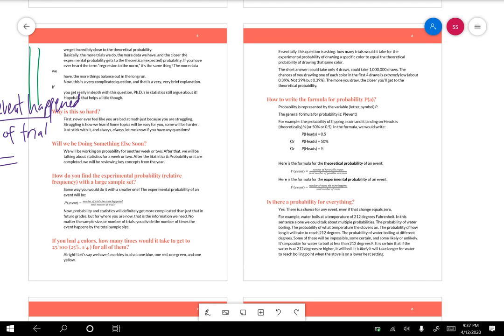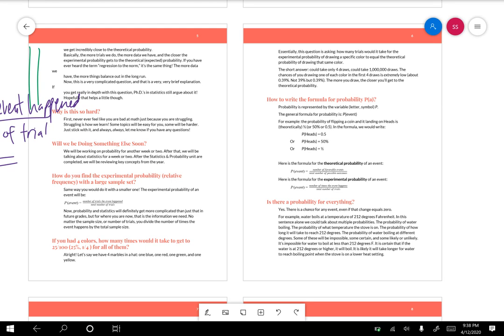The short answer is it could take only 4 draws, if I was lucky and I drew one of each color in the first 4 draws. Let's say there are 4 different colors: 1 blue, 1 red, 1 green, 1 yellow. If I got really lucky and drew one of each color in the first 4 draws, the experimental probability and the theoretical probability would be equal after only 4 draws.